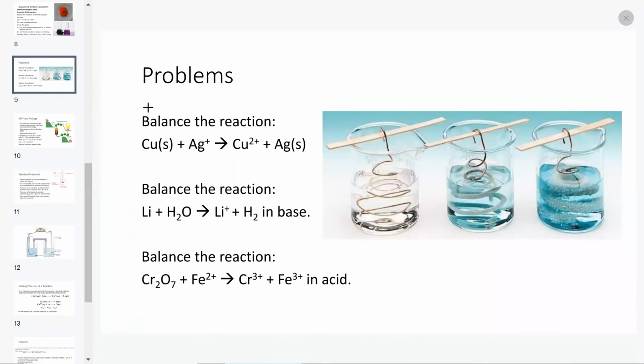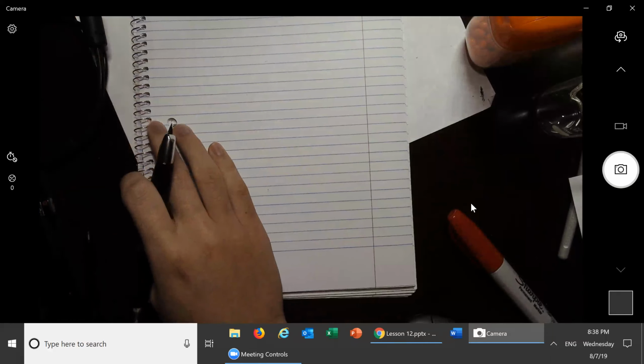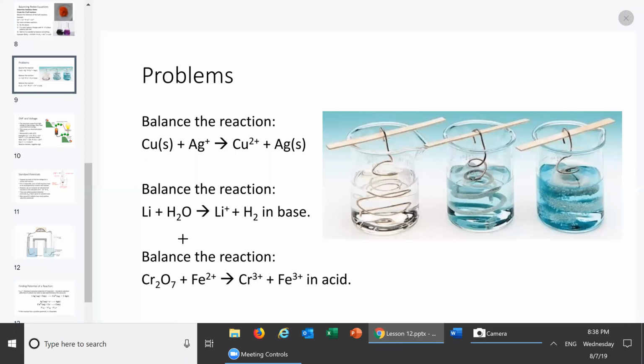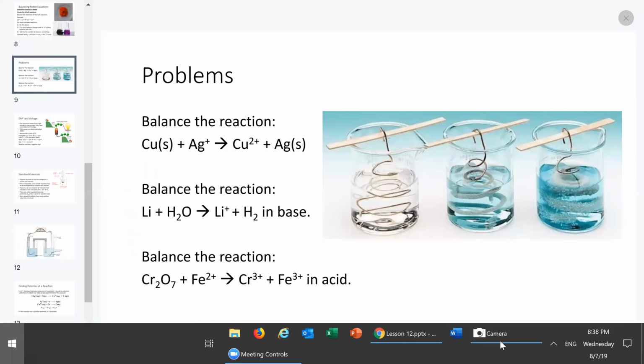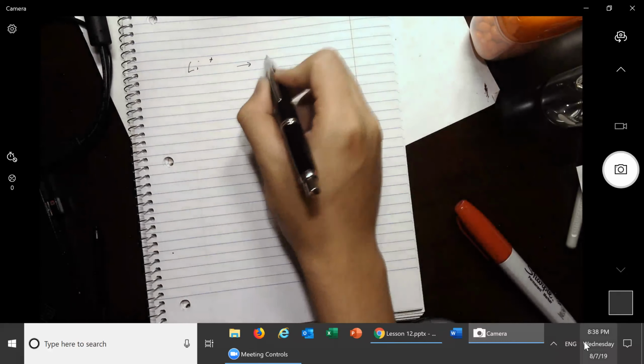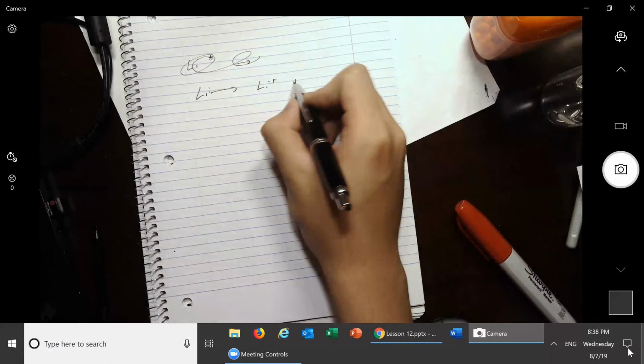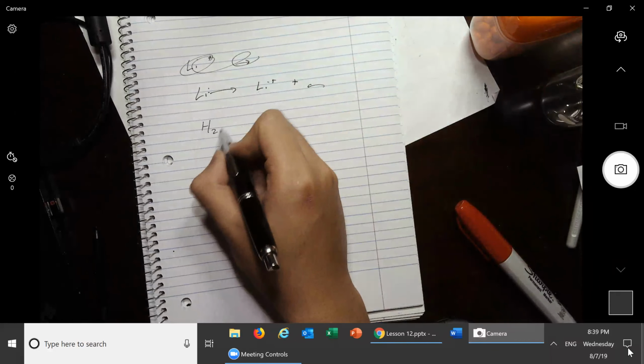Yeah, that's correct. What about the second one? Can you tell me what the two half reactions are? We have Li goes to Li plus, and then we have H2O.